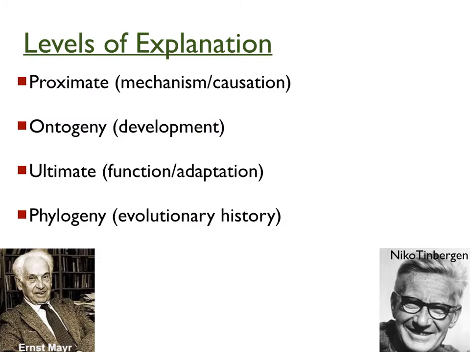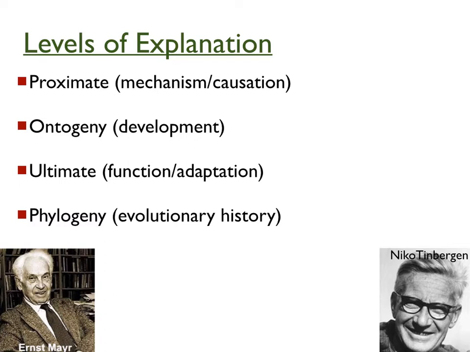So if you remember, there are 4 levels of explanation. We talked about proximate levels. These are explanations due to immediate causation and mechanism. We talked about ontogeny as being developmental explanation. We talked about ultimate being a functional or adaptive or evolutionary explanation. We talked about phylogeny as an explanation, and I'm going to go through each of these in more detail for your review one more time.